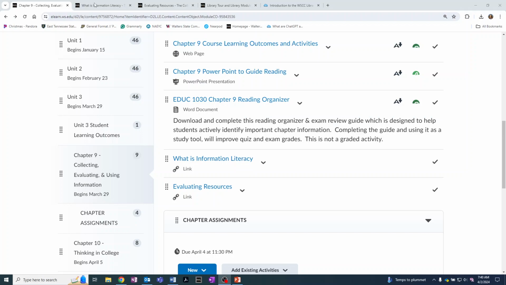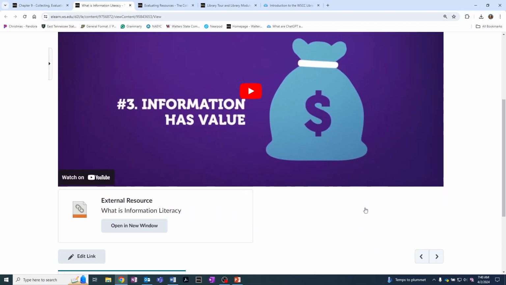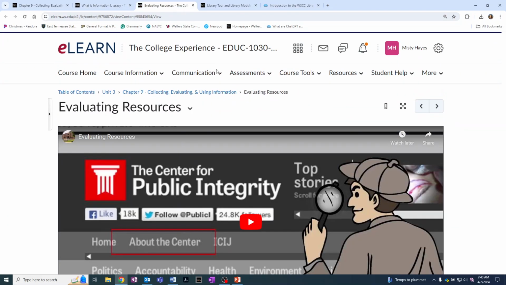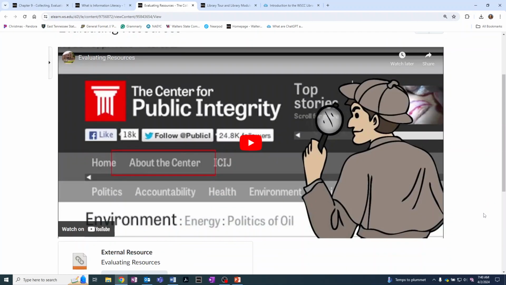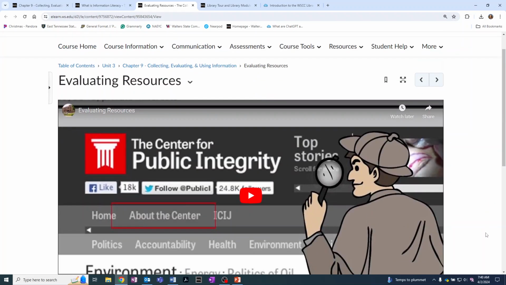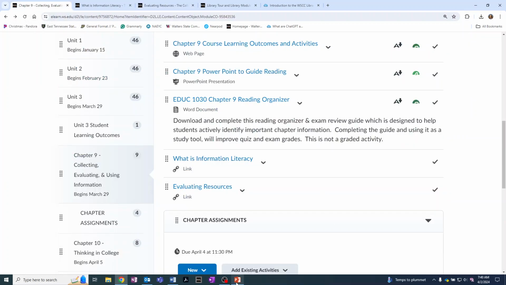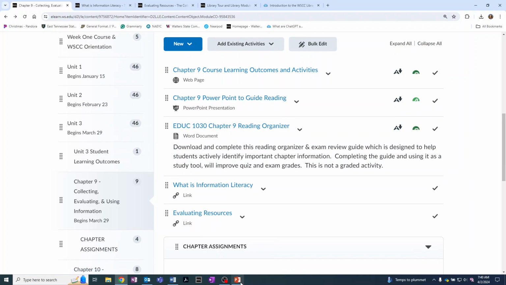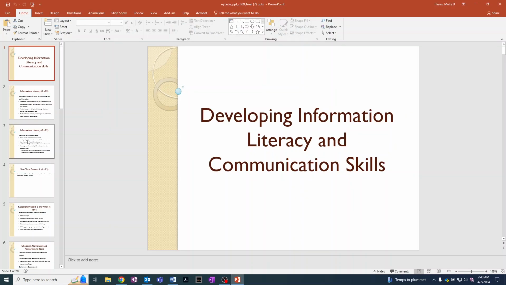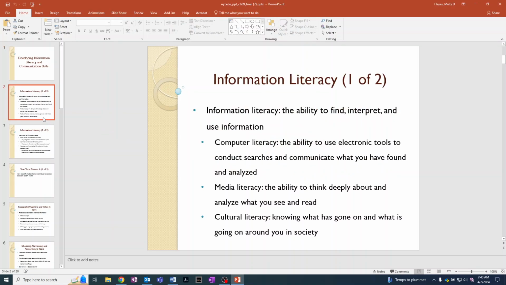The first one is called What is Information Literacy? Remember, these videos are really short, but if you're a visual person, it really helps you be able to connect deeper instead of just reading the text. I also wanted to point out some things in the slides for chapter 9 when we're talking about information literacy.